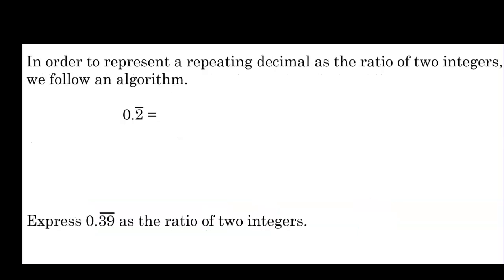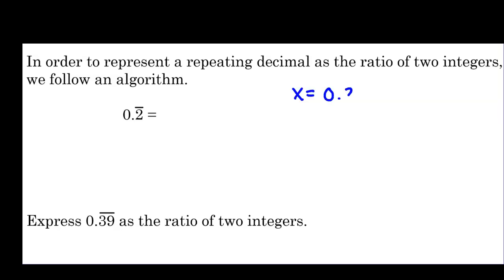Now for repeating decimals, a little bit harder. We need to follow an algorithm or use a technique in order to show that a repeating decimal can be expressed as a ratio of two integers. So if we want to express 0.2 repeating as a ratio of two integers, the first thing we're going to do is define x to be the repeating decimal.